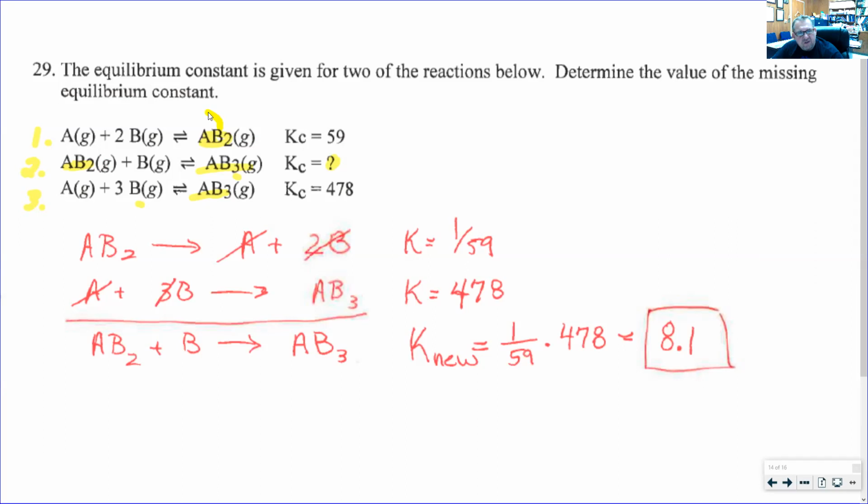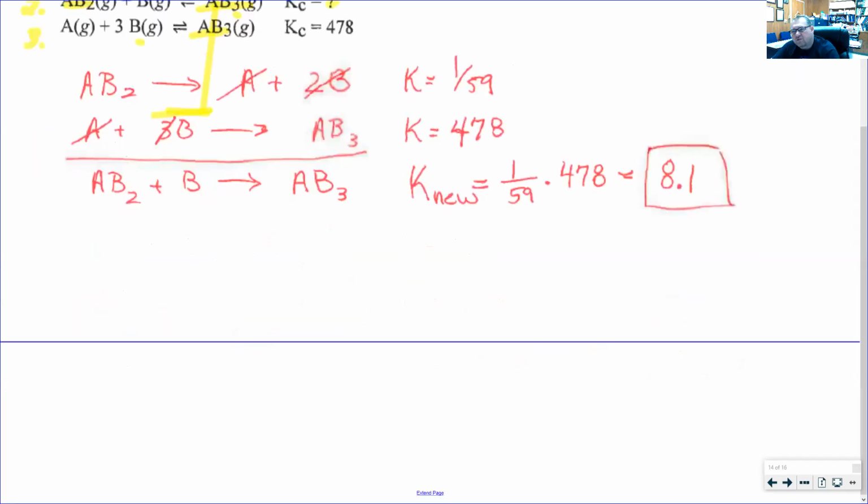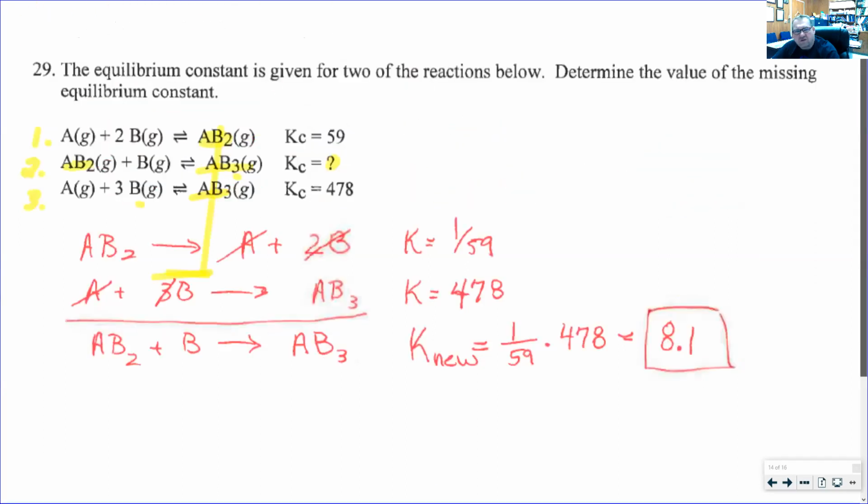All right, so when I spin it around, oops, move my page up. When I take this one and invert it or spin it around, it now becomes AB2 yields A plus 2 B's, and its value for K is 1 over 59. And if I add those together, the A's cancel out, and the 2B cancels out with 3 of the B's. So what I'm left with is AB2 plus B yields AB3.